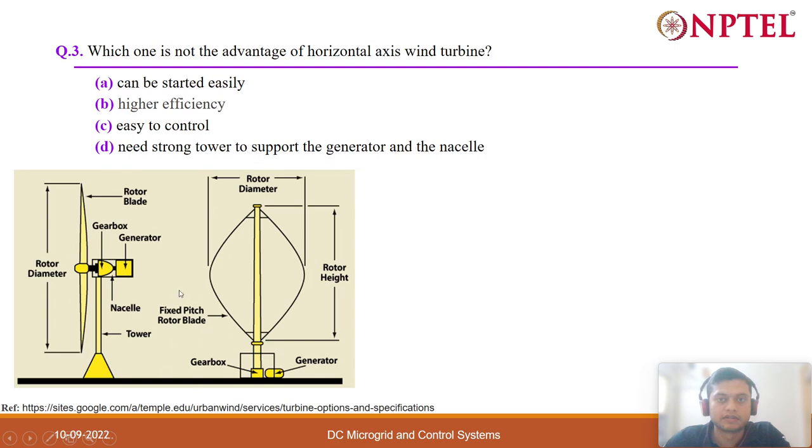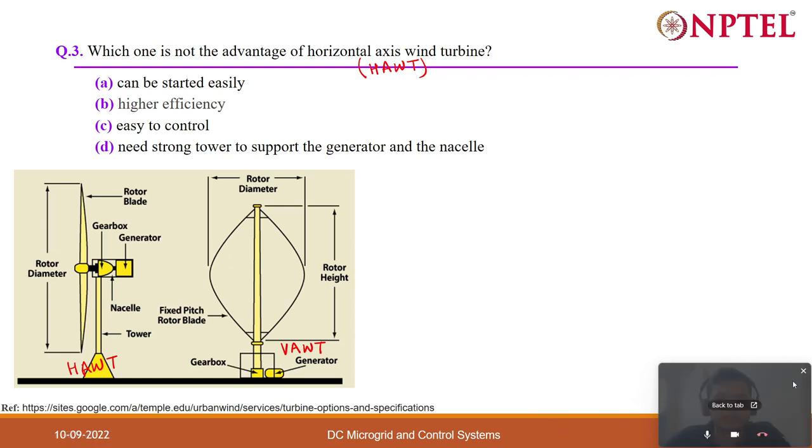I have attached this figure for your reference. The first figure is a horizontal axis wind turbine. You can write this in short form as HAWT, horizontal axis wind turbine. And this second figure is a vertical axis wind turbine. You can type your answer in the chat box.